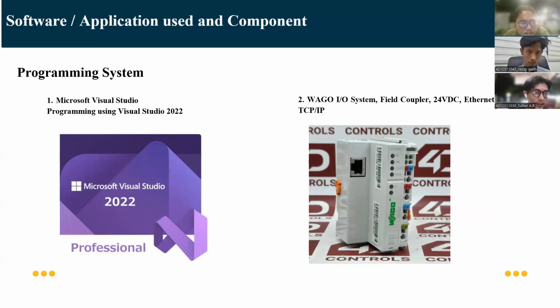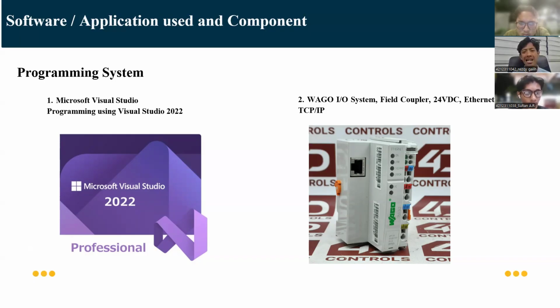In this slide, I will explain about the software and applications we use and the components. At first, we use Microsoft Visual Studio for programming, using Visual Studio 2002. It is used as the main programming environment. This is utilized to develop the face verification application and team system logic. Visual Studio provides tools for coding, debugging, and integrating face recognition technology to ensure secure user authentication.